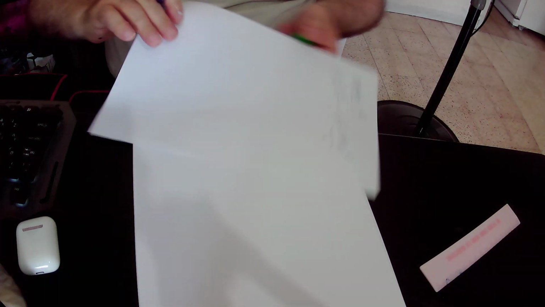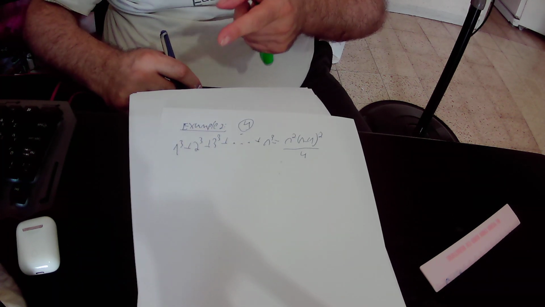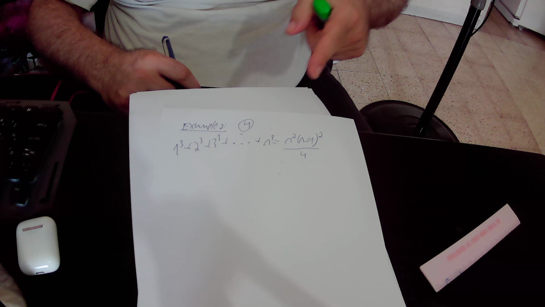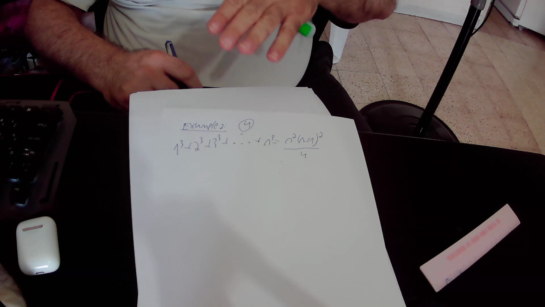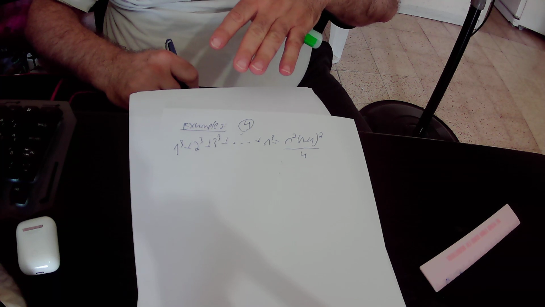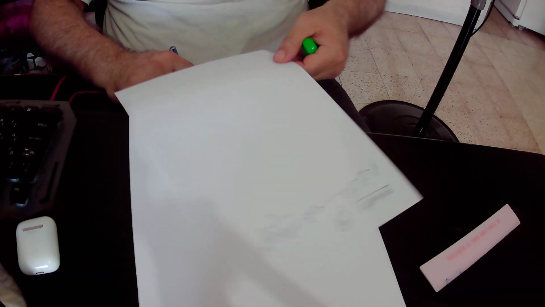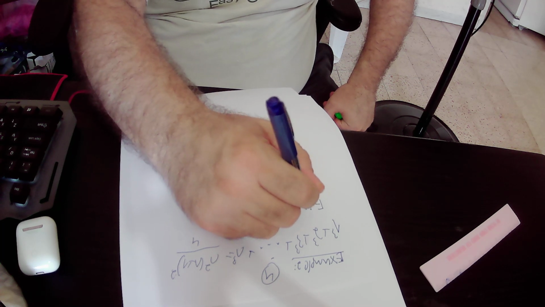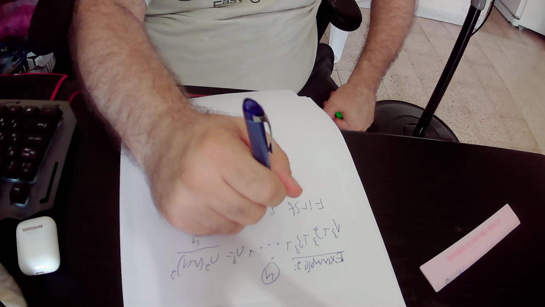Okay, so this is the example. 1 to the power of 3 plus 2 to the power of 3 plus 3 to the power of 3 plus n to the power of 3 equals n squared times n plus 1 squared divided by 4. So we must prove that this statement is true for all the natural numbers. In order to prove it, we will start with the first stage. That is to say, we will prove that this statement is true for n that equals 1.